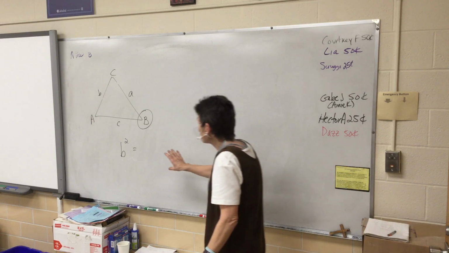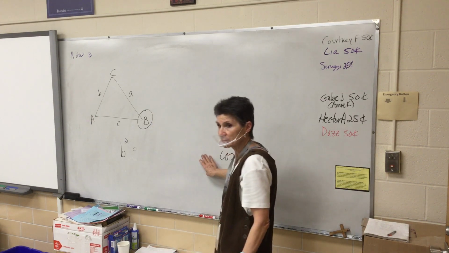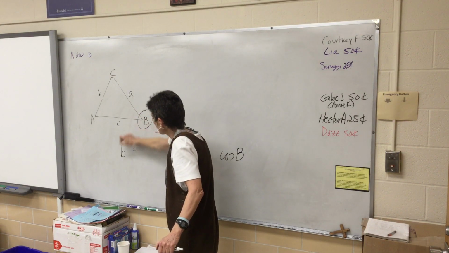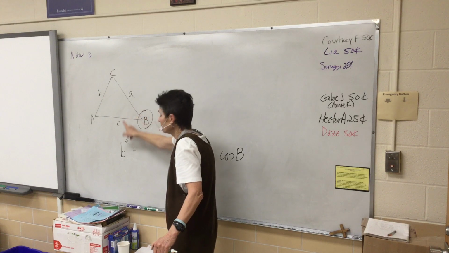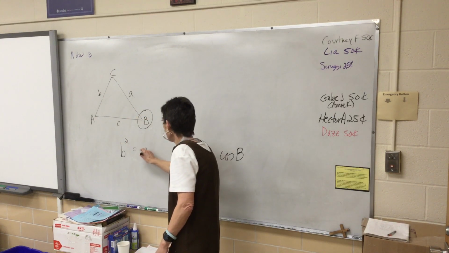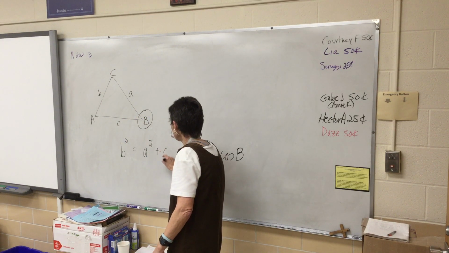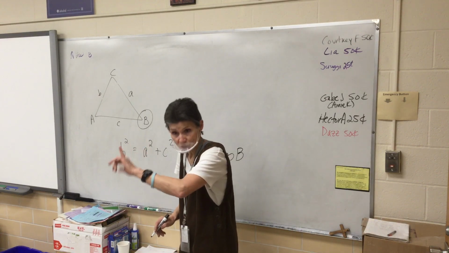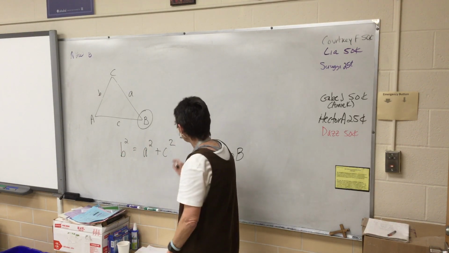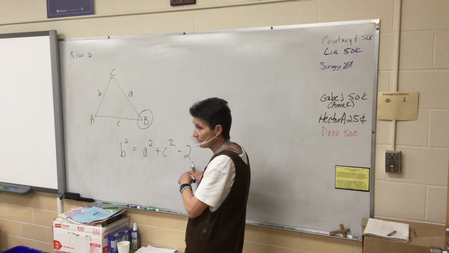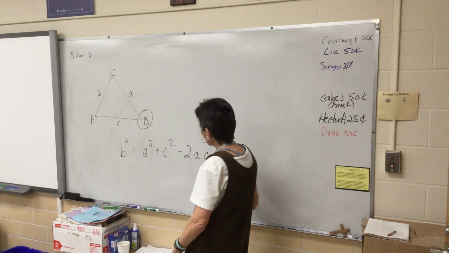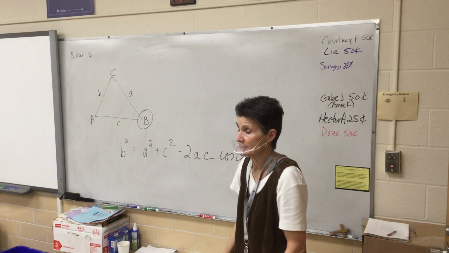Now, everything in the middle is a combination of the other two sides. Not B, but the other two. So it's A squared plus C squared. So it's each side squared added together, minus 2, that's in the formula, that's always a 2, A times C. And that is your law of cosines.